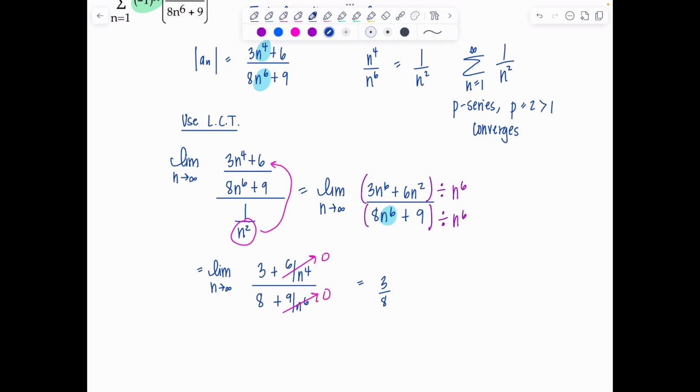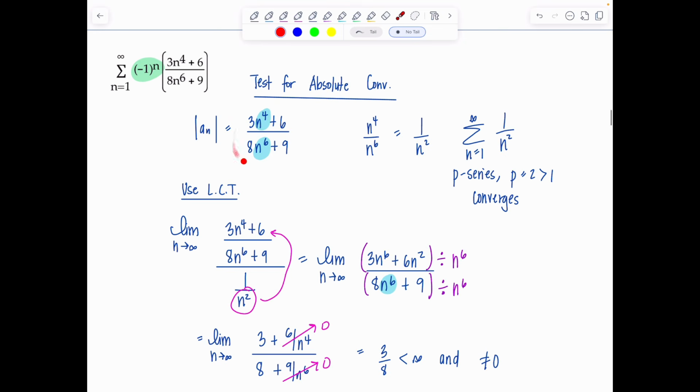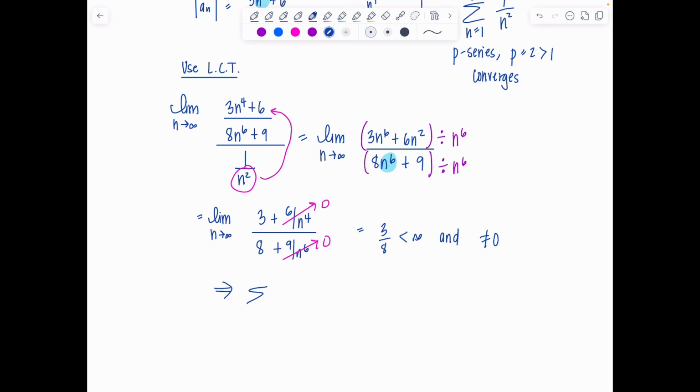What do I care about 3/8? Only two things, that it's finite and non-zero. Perfect. So what does this tell me? Limit comparison tells me now that my series, the sum of the absolute value of a_n, does the same thing as the one that I compared it to, this p-series. Well, I compared it to a convergent p-series. Therefore, what can I say? The sum, n equals 1 to infinity, of (3n^4 + 6)/(8n^6 + 9) also converges by, I'm going to abbreviate, guys, limit comparison test, okay? Good. They behave the same.